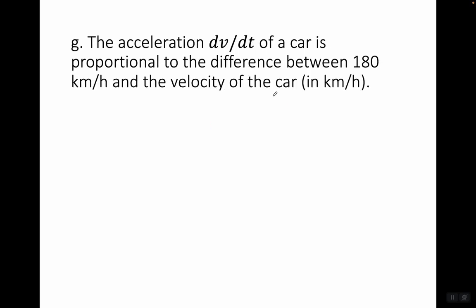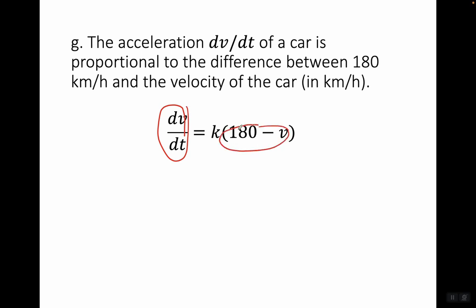The acceleration dv/dt of a car is proportional to the difference between 180 kilometers an hour and the velocity of the car. So here's how we'd represent that. Acceleration is the rate at which velocity is changing. That's how we define acceleration. So dv/dt is proportional to the difference between 180 kilometers an hour and the velocity of the car. In other words, it's k times (180 minus v), where k is some constant.